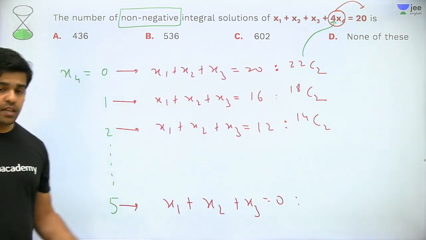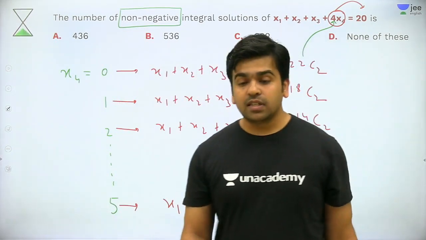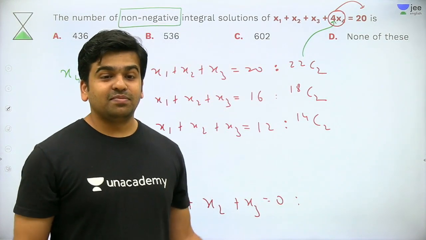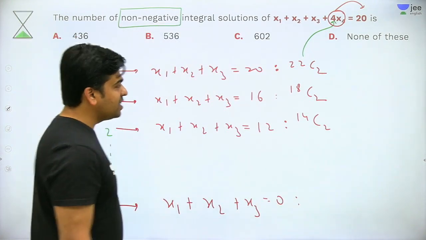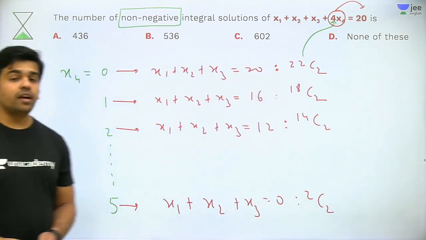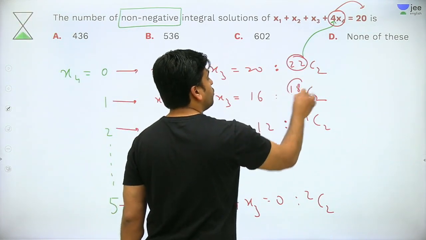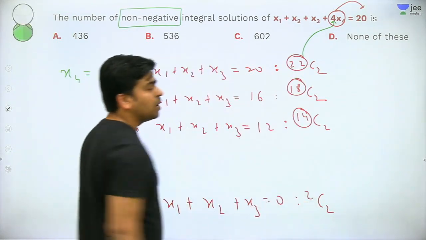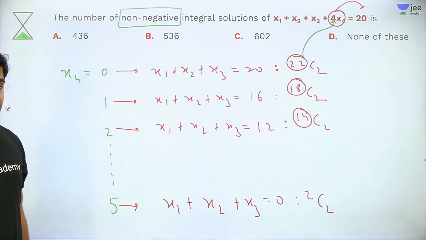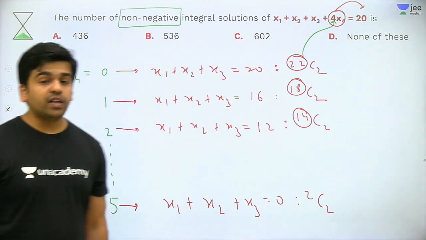So I don't have any apples. I have to distribute 0 apples among 3 people. How many ways are there? There is one way, and that can be written as 2C2. 2C2, right? So the pattern that we are following here is we are reducing our upper index by 4. Alright, and is this a difficult expression to calculate? No, it is not at all difficult, right?